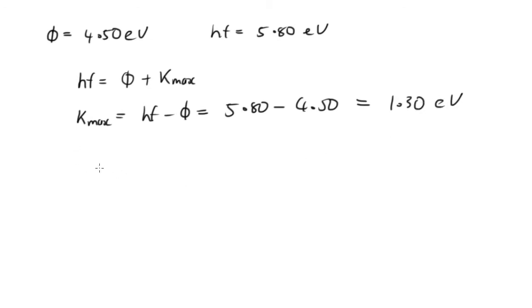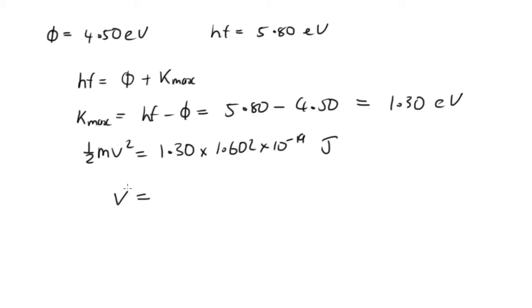Okay, now we're trying to get the maximum speed of the electron. So we've got that the kinetic energy is given by a half mv squared, and we know that that's equal to 1.30. Now this has units of electron volts, so now let's put this into joules. So if we times this by 1.602 times 10 to the minus 19, then that's in joules. Okay, now what we're trying to do is find v, so let's rearrange. v squared would be equal to this divided by m times 2, but we'll take the square root of that.